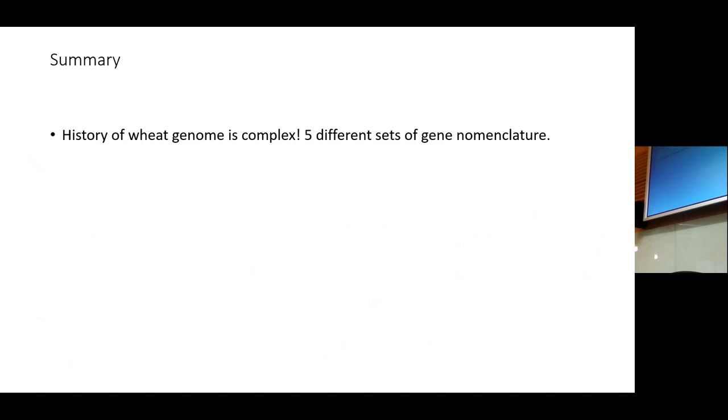All right, so just to recap briefly. The history of the wheat genome is complex, with 5 different sets of gene annotations already for the hexaploid.